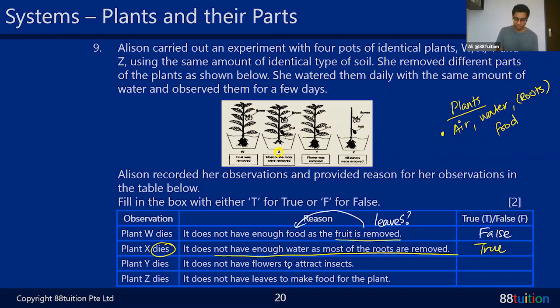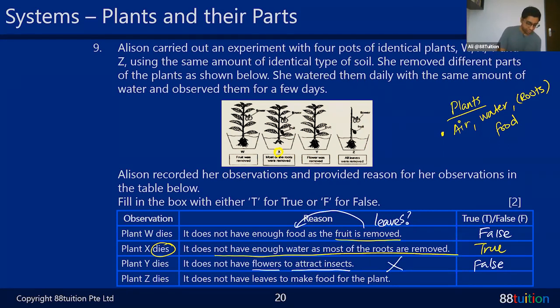Plant Y dies because it does not have flowers to attract insects. Hey, if you don't have flowers, then you'll die? Oh my God, if that's going to happen, all the non-flowering plants in the world will die straight away. This is totally not true, right? We have flowering and non-flowering plants in the world. Here they are trying to say no flowers means no insect, no insect means no pollination, so it will die. No, we have non-flowering plants which will survive. So this is totally wrong.